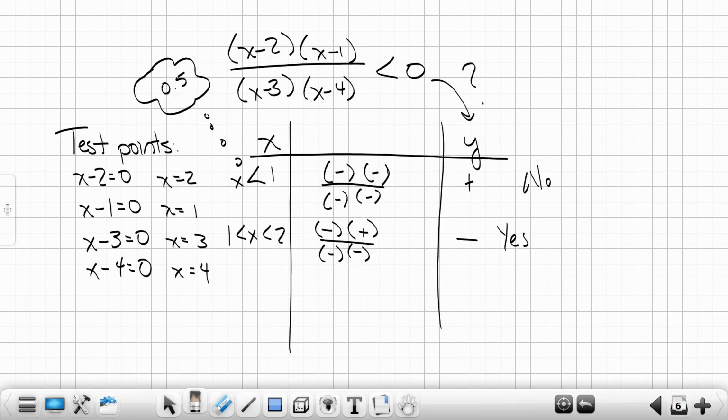So my test points were 1, 2, 3, and 4. I need to check less than my smallest, and then I check between the numbers. I'm going to have to check between 2 and 3, between 3 and 4, and greater than 4. Top right, because 1.5 minus 1 is a positive number.